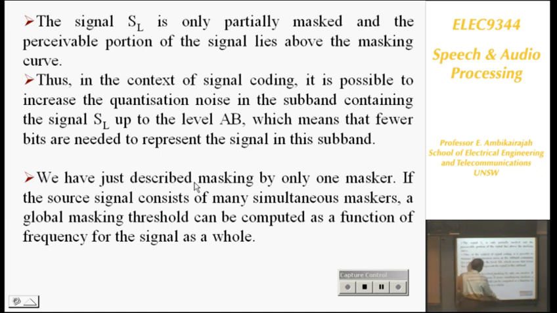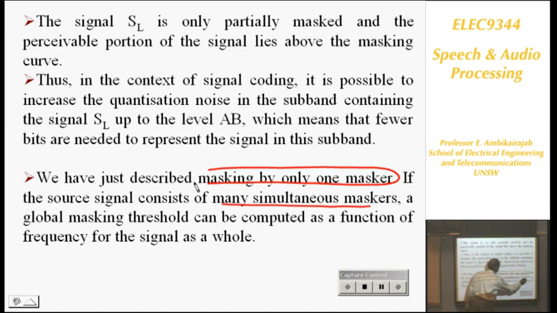So we have just described the masking by only one masker. If the source of signal comes from many simultaneous maskers, a global masking threshold will be set up. So we just showed one masker and many signals there. You could have another masker in frequency. So they all will set up a masking threshold, then you will have a global threshold. That's your global masking threshold for that particular frame. For the next frame of speech or music, it will move up or down, depends on the signal. Right?